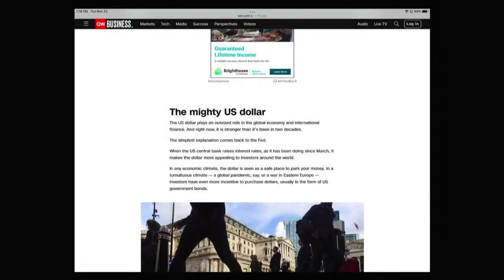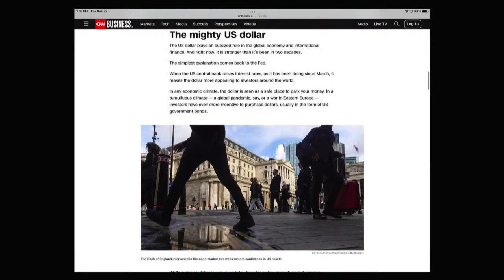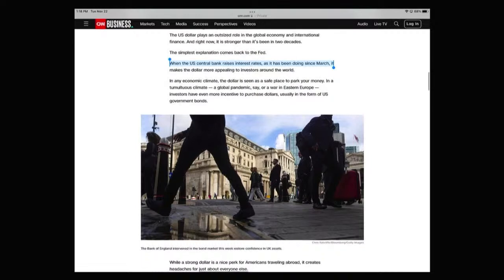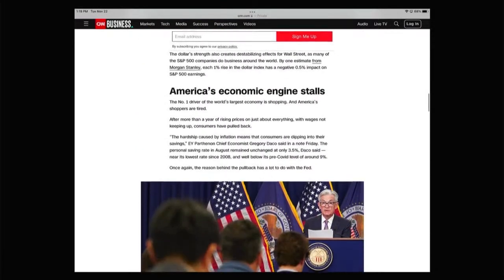The mighty U.S. dollar. The U.S. dollar plays an outsized role in the global economy and international finance, and right now it is stronger than it's been in 2 decades. So the dollar is strong, but that hurts the economy globally. When the U.S. central bank raises interest rates, as it has been doing since March, it makes the dollar more appealing to investors around the world. In an economic climate, the dollar is seen as a safe place to park your money. In a tumultuous climate, a pandemic or a war in Eastern Europe, investors have even more incentive to purchase dollars, usually in the form of U.S. government bonds. Interesting.